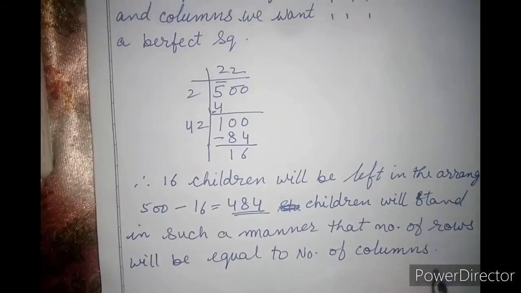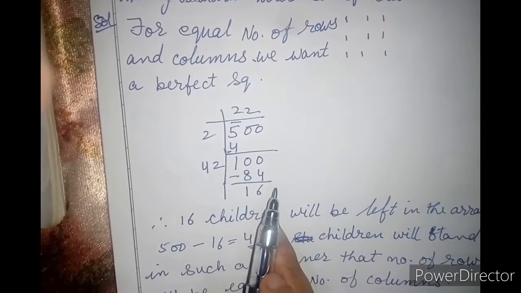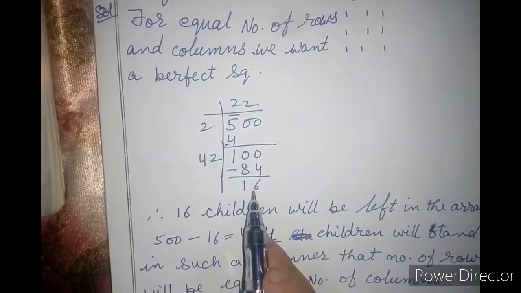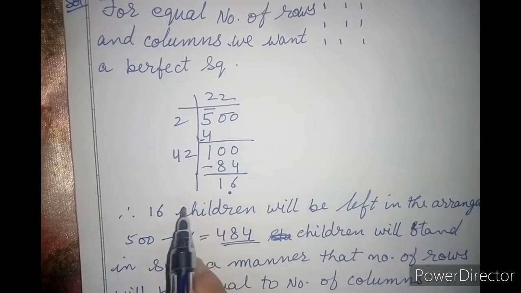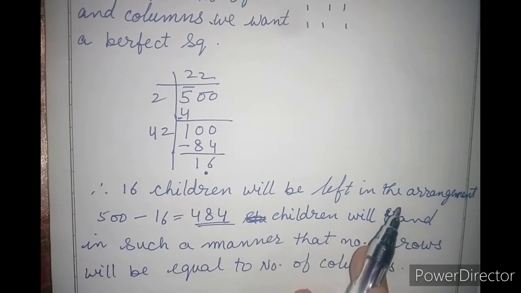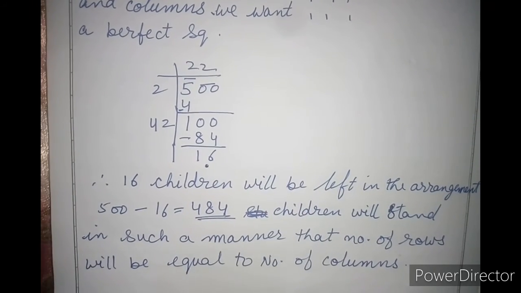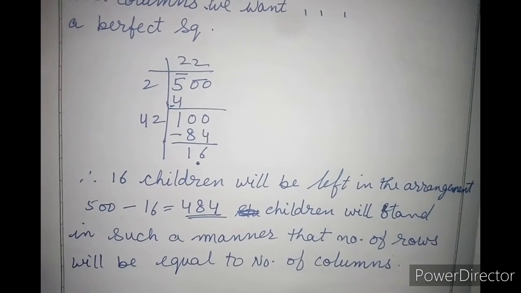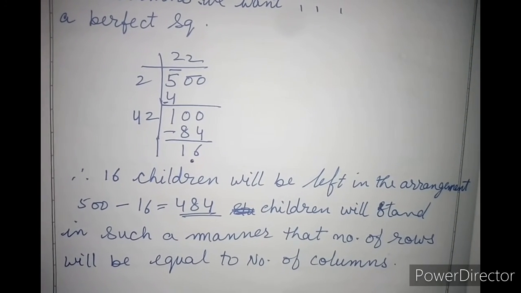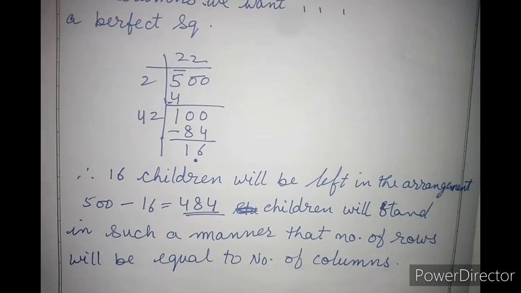Is it clear? For the arrangement we want a perfect square number. 500 is not a perfect square because 16 is the remainder, so 16 children will be struck out from the arrangement and the leftover 484 is a perfect square. These 484 children can easily stand such that rows is equal to columns.